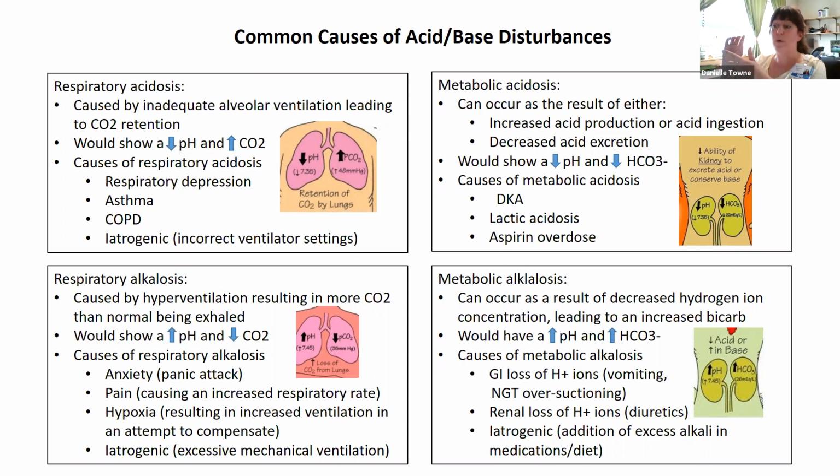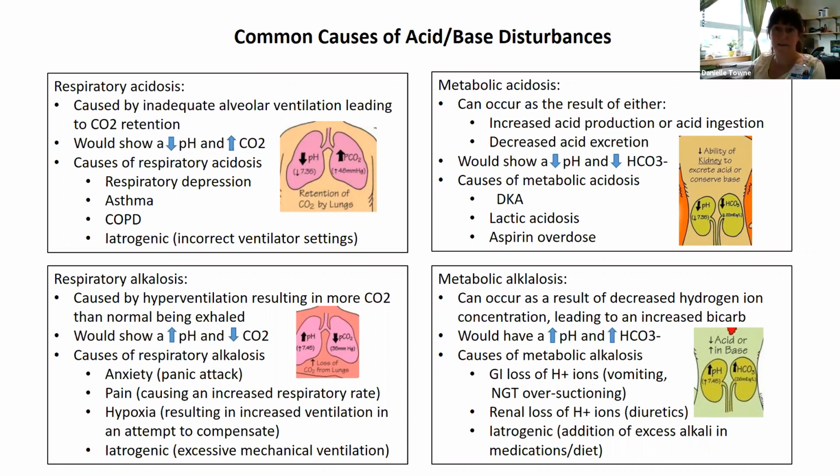Hypoxia. So if you are breathing too quickly, too fast, you're not actually able to have any appropriate gas exchange. And then again, iatrogenic. We can cause it with the ventilator. We can overbreathe for people on the vent and drop their CO2 so incredibly much that they become alkalotic.